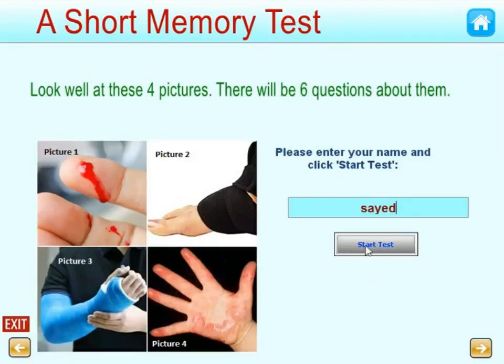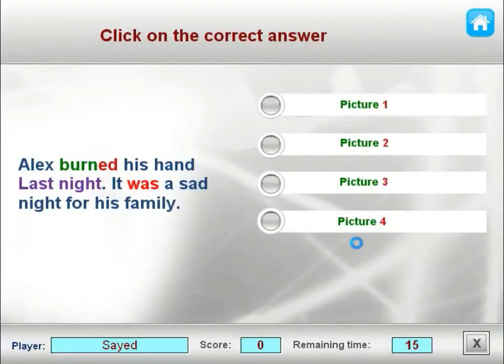Okay, I hope that you have done this test correctly. Let's do it together. We start by sentence 1. Alex burned his hand last night. It was a sad night for his family. It applies to picture 4.